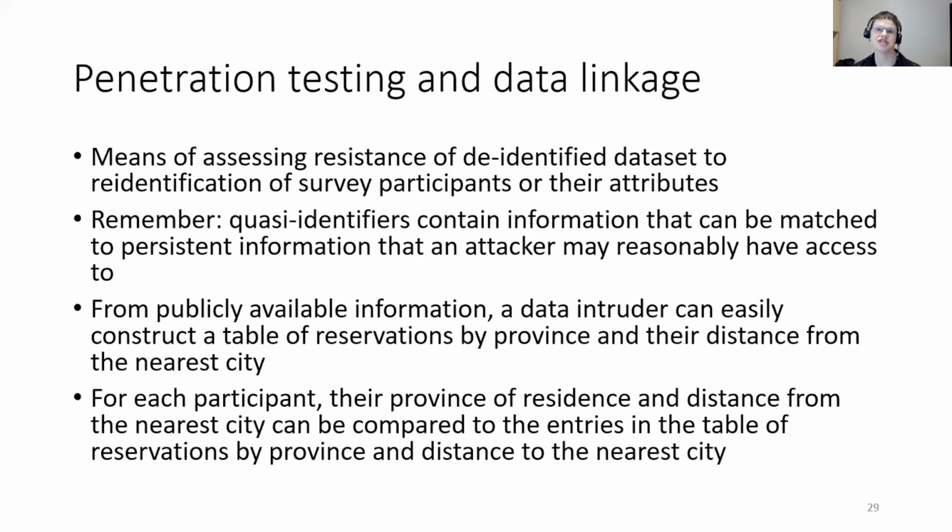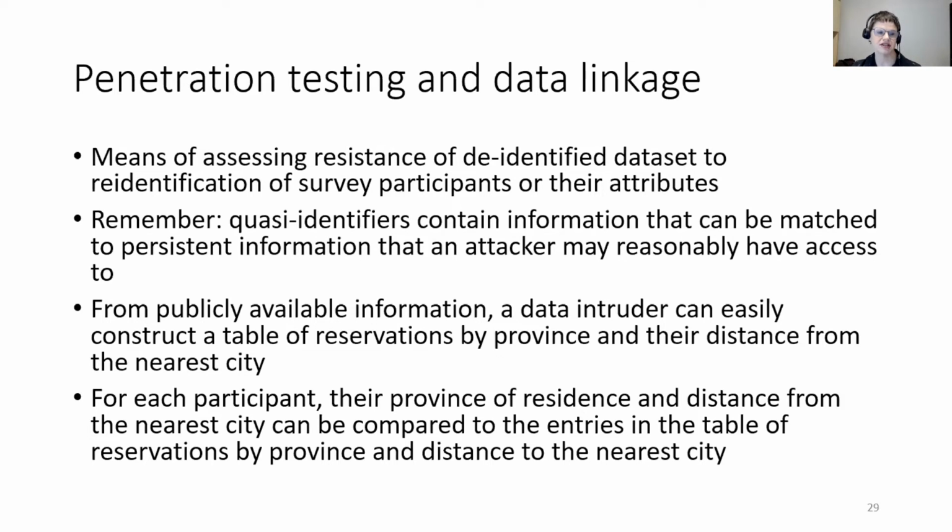Penetration testing. Penetration testing is another technique for assessing whether a survey can be released. Rather than doing K-anonymity testing and looking only within the data set, you go out yourself and try to link the data set with external data and see if you can re-identify people. It's a means of assessing the resistance of a de-identified data set to re-identification of survey participants or their attributes. And this is one place, by the way, where artificial intelligence might be of use in testing for whether a data set should be released.